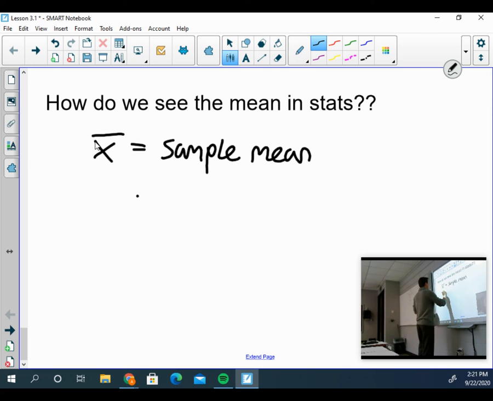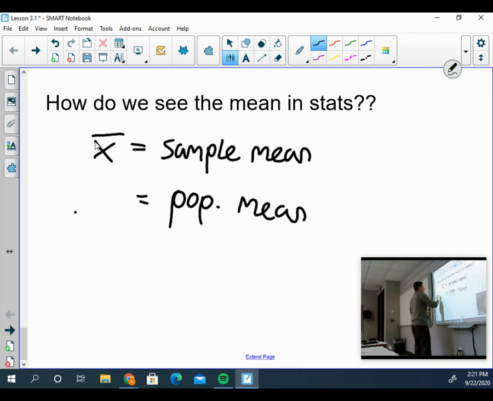Okay? What about when we look at the population mean? The symbol we use for population mean is mu. Okay? It's this curvy looking M. And no, I don't typically write my M's like that, but it is the Greek letter mu, or the Greek letter for M. Again, that's going to be our symbol we use for the population mean.